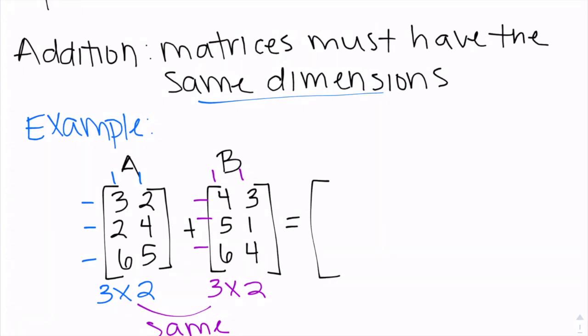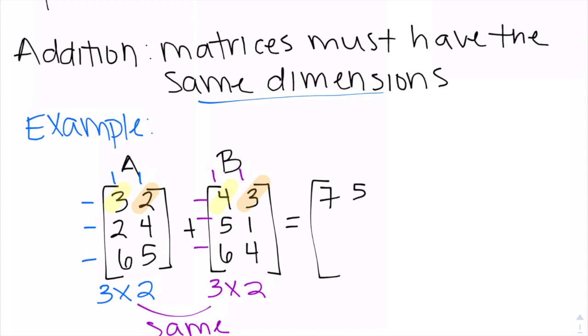To add, what we're going to do is say, okay, we're going to do row 1, column 1 plus row 1, column 1. So we're going to do 3 plus 4, which will give us 7. Then we're going to say, okay, row 1, column 2 plus row 1, column 2. So 2 plus 5... so 2 plus 3 gives us 5.